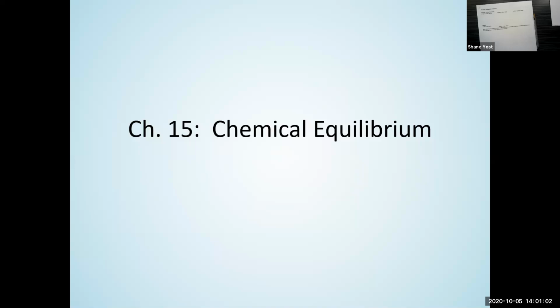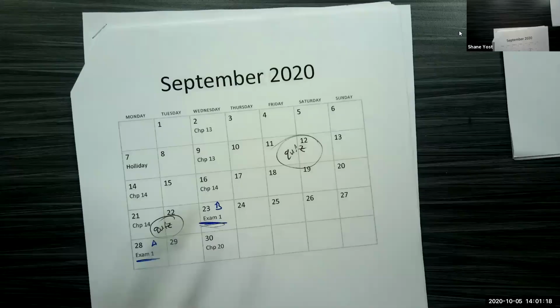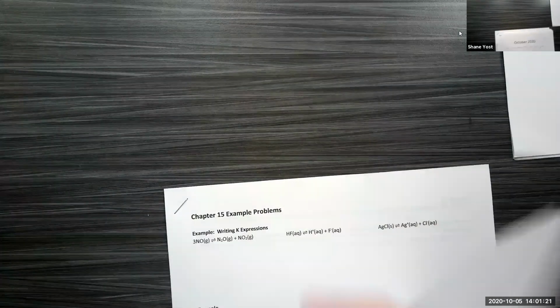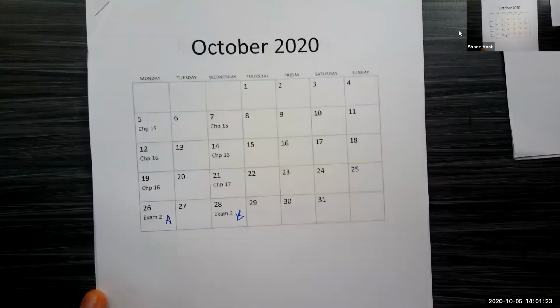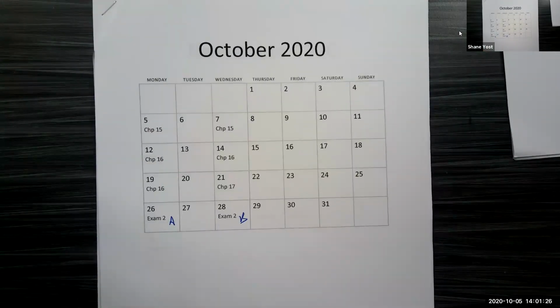As just a reminder, a timeline of things as well. For this week, we have chapter 16 that will start next week. And the week after that, we'll finish 16 and start a little bit of chapter 17. And then at the end of the month, we'll have exam number 2.